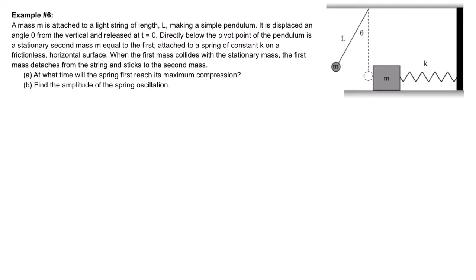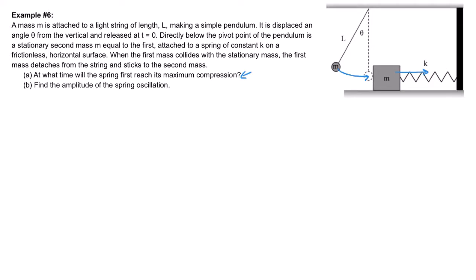That's going to strike a block, and then the block is going to oscillate. Now, the question that they want us to answer is, at what time will the spring first reach its maximum compression? All right, so in order to do that, time 0 is when the pendulum is released. So we need to find out how long it takes this guy to swing down. All right, we will assume that the collision is basically instantaneous, and then that the block then compresses the spring.